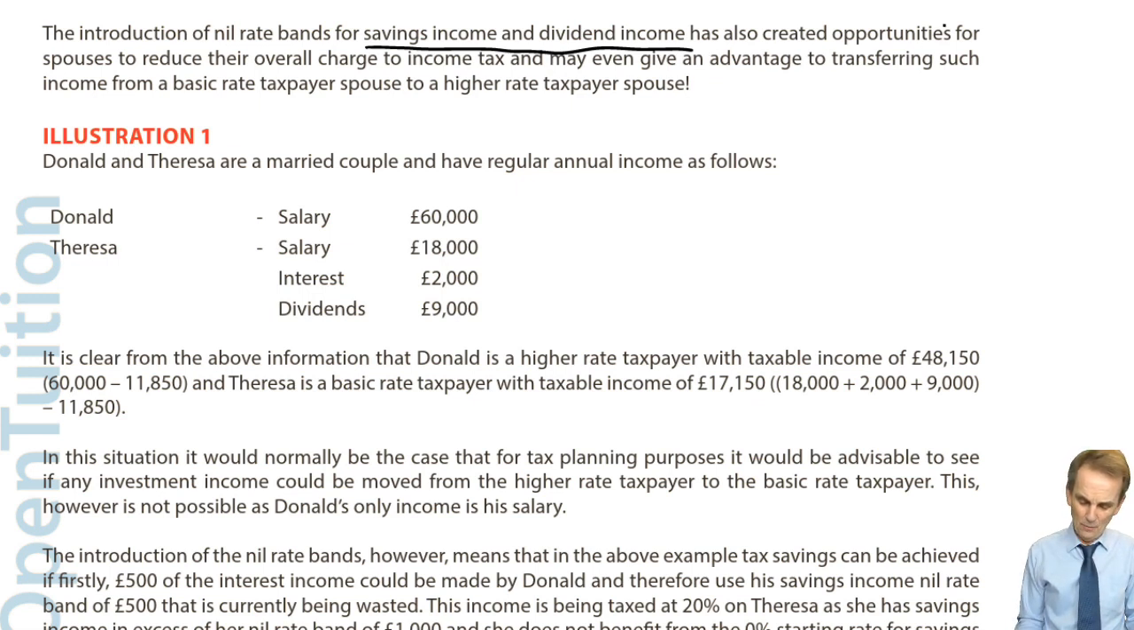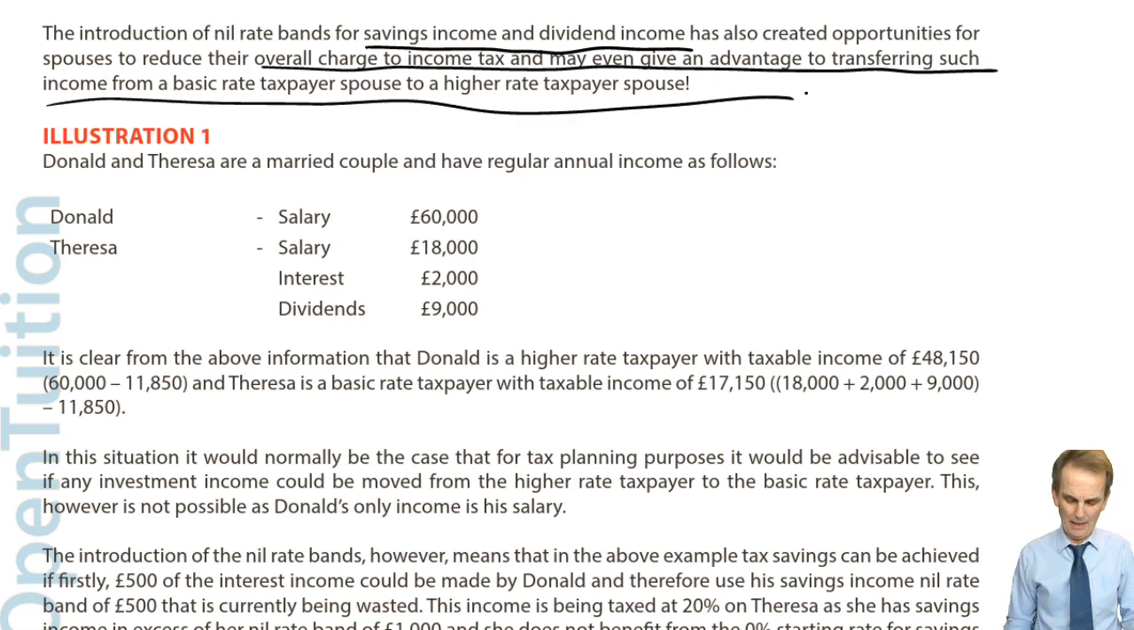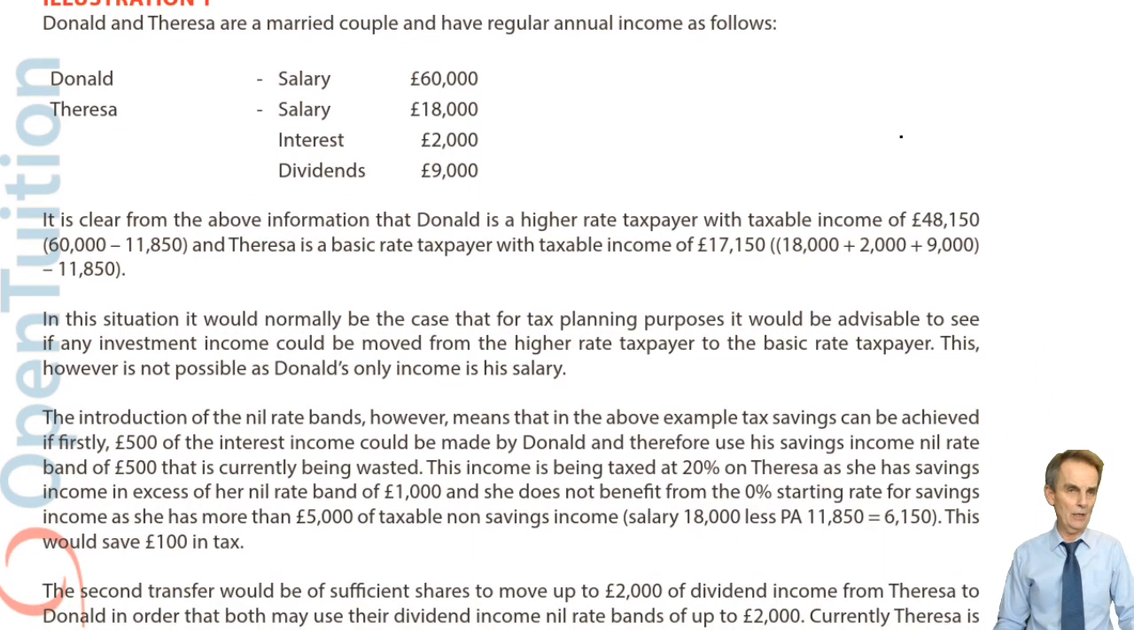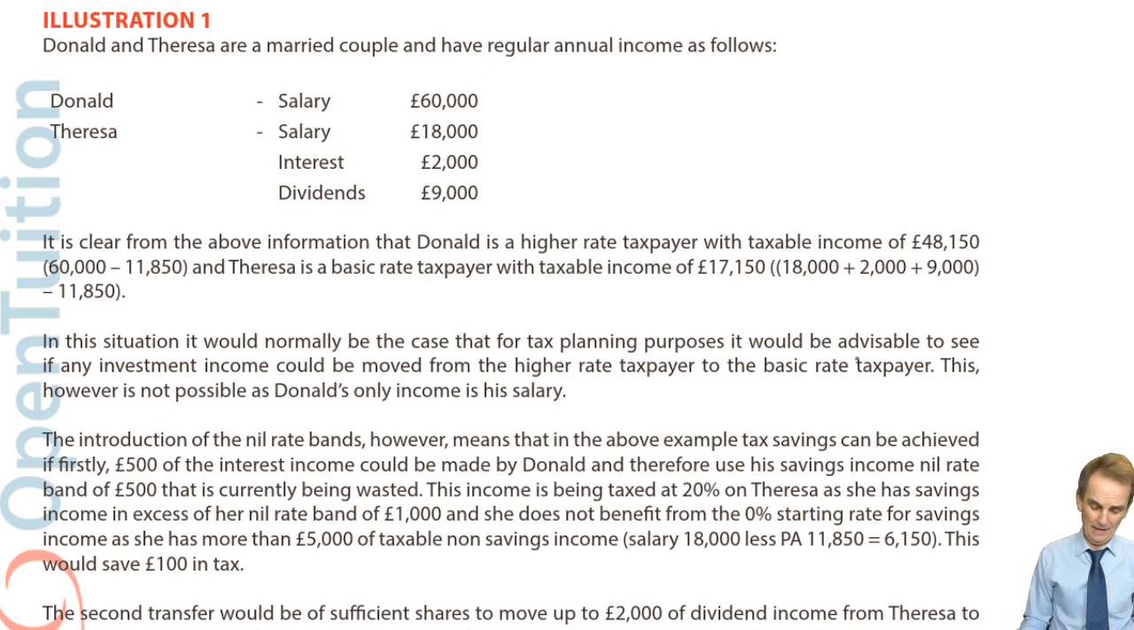So the idea, therefore, is that opportunities to reduce overall charges to income tax may give an advantage to transferring such income from a basic rate taxpayer spouse to a higher rate paying spouse. We've got our example here, Donald and Teresa. Now, if we look at that, we can see that Donald, with his salary of $60,000, is a higher rate tax-paying spouse. Teresa has multiple sources of income: salary, interest, and dividends.